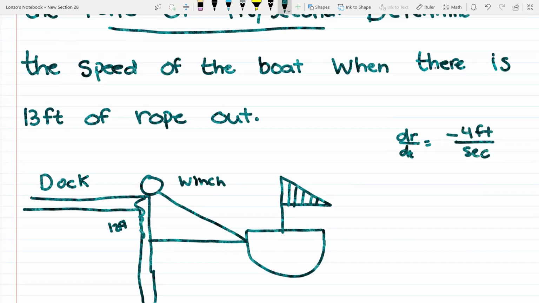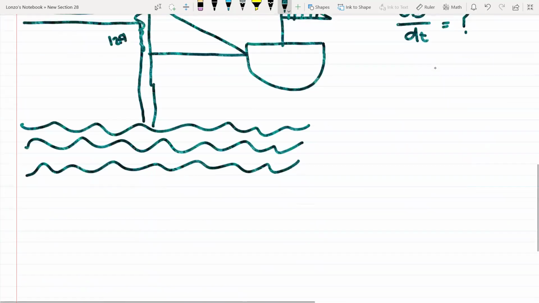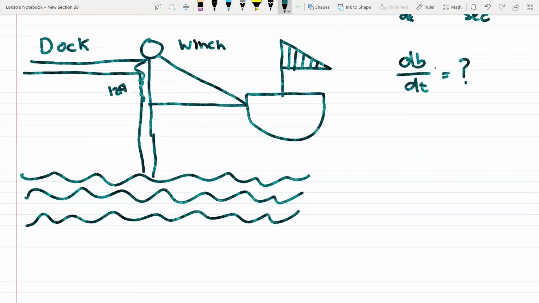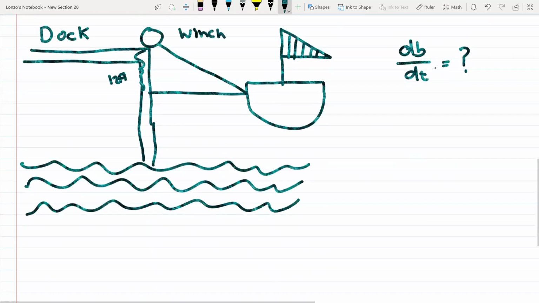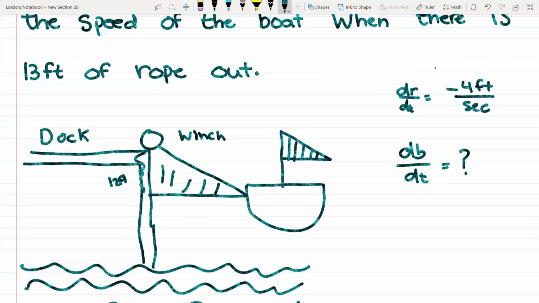Okay, so what we have to find is db/dt. We're trying to find the speed of the boat. So db on the top, and we always take it with respect to time. Okay, so how do we find the speed? Well, we kind of have an image. We have a right triangle, right? This right here forms a right triangle.